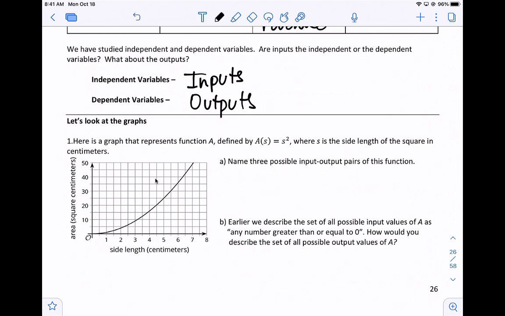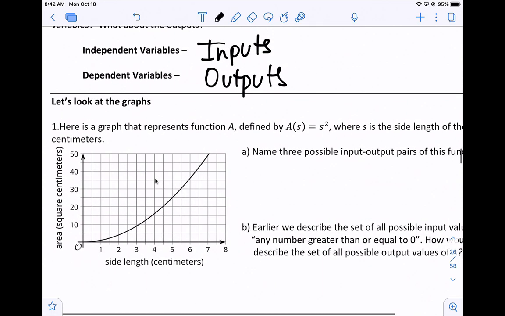Here's a graph that represents function A defined as A of s equals s squared, where s is the side length of a square in centimeters. Name 3 possible input-output pairs. Okay, so I'm going to make a table. Input, output.